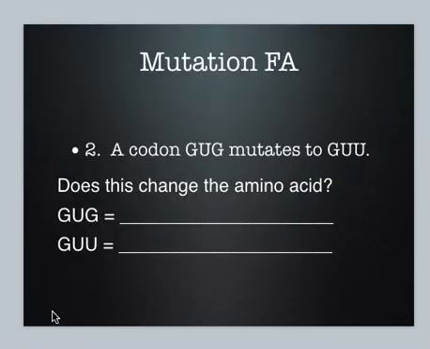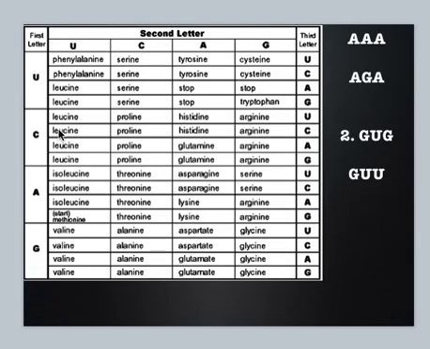GUU is the other one. G, U, and U, third letter being U here, also says valine. So does this change the amino acid used? Nope. So this is what we call a silent mutation. On average, at least the last data I checked, this is an older fact now, anywhere from like 13 to 75 of these silent mutations in every single human being.